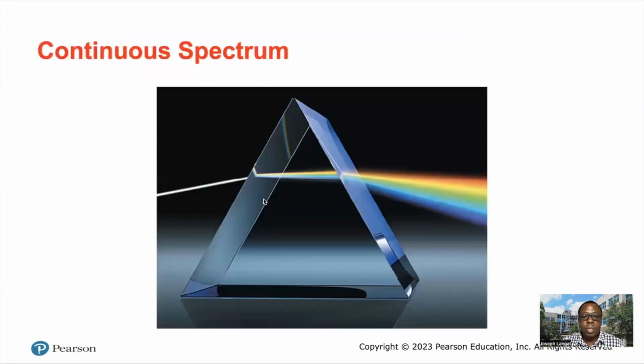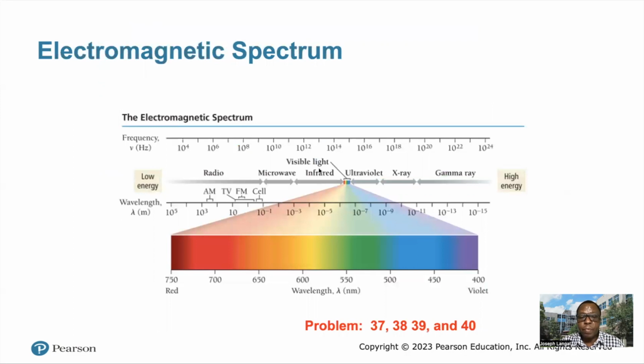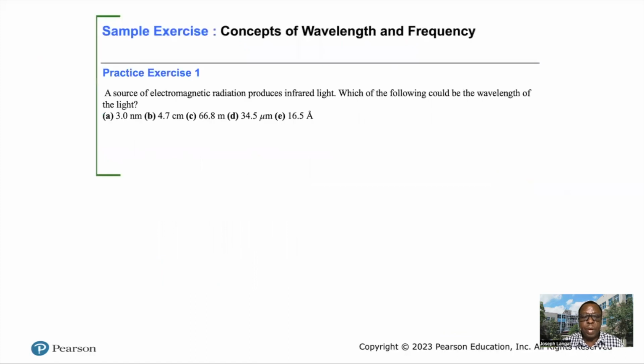Infrared is somewhere here. Look at the infrared. The wavelength is around 10 to negative 5, 10 to negative 5 meters, is the wavelength for infrared. So which one of the following will be the wavelength? It cannot be 3 nanometers. No. It will not be centimeters. Cannot. The appropriate one is micro.